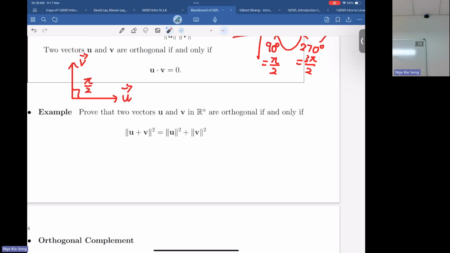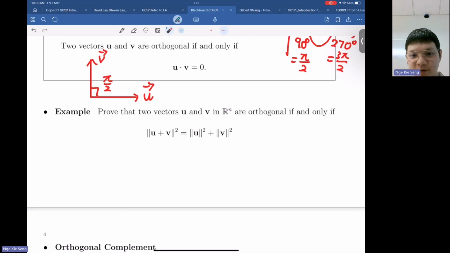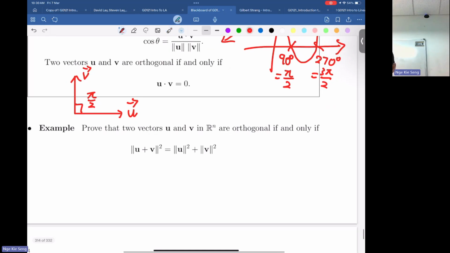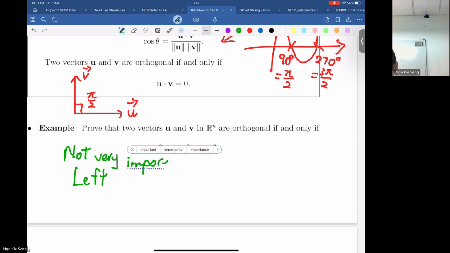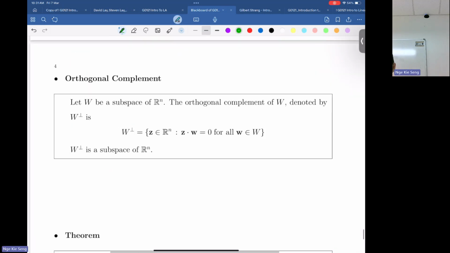Okay, should we prove these? Not very important, I think. Don't need to prove this. If you want, you can try it; I'll set it as homework. Left as homework if you want. I think I will also provide the solution. Okay, let's continue.